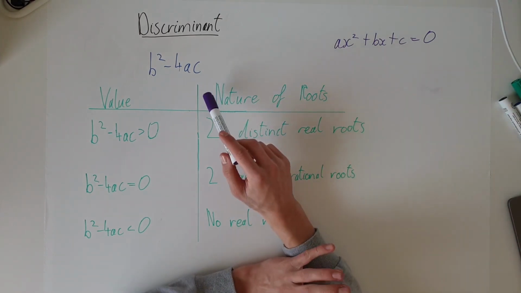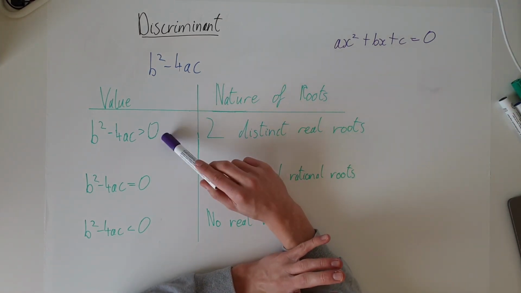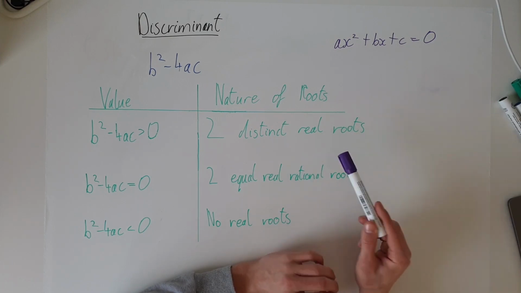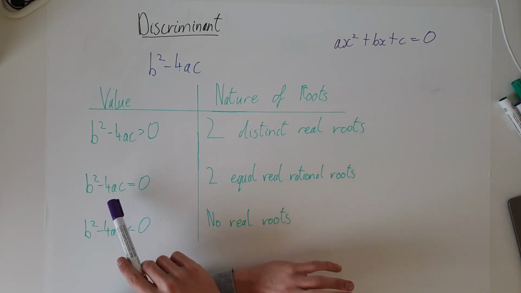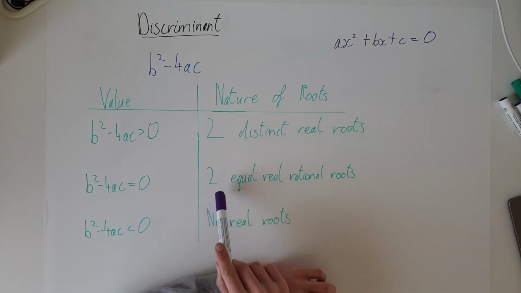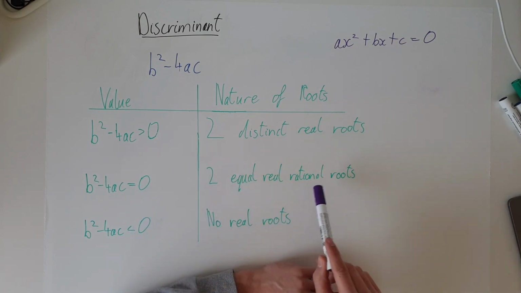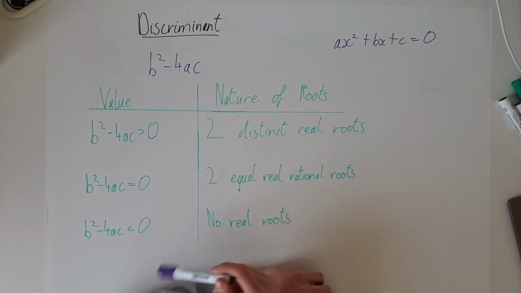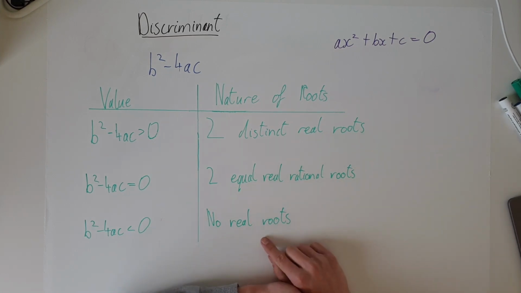So if we find the discriminant is greater than 0, we write the statement 2 distinct real roots. If we find the discriminant is equal to 0, we write 2 equal real rational roots, and if b squared minus 4ac is less than 0, we write down no real roots.